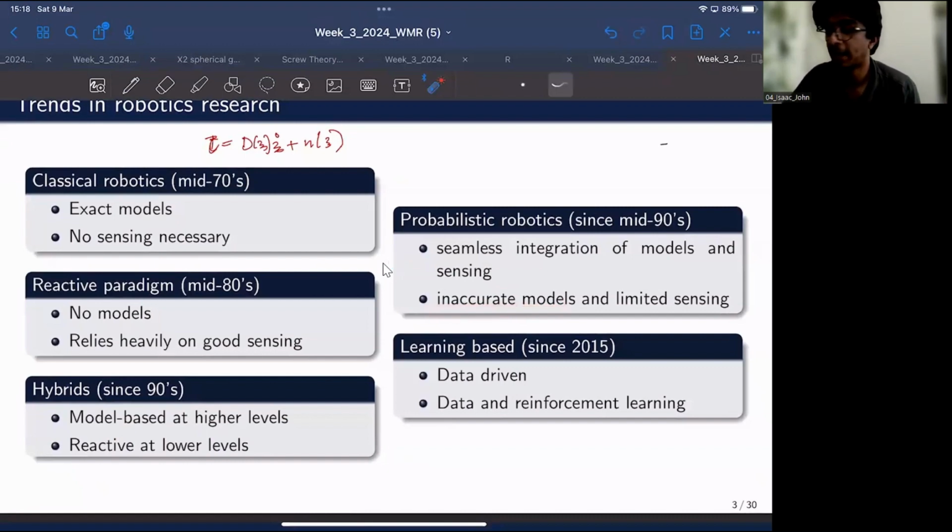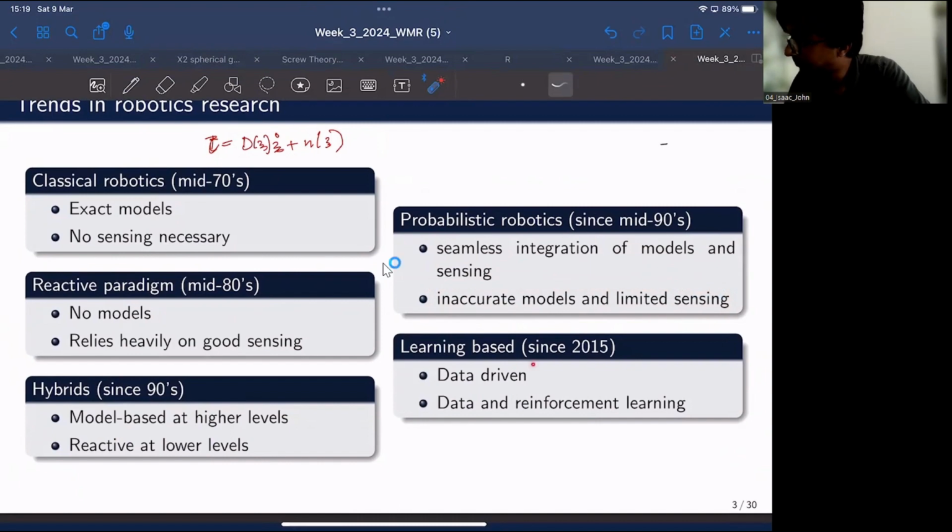It basically accepts the fact that the model of a robot that we have is inaccurate. And the sensing is also not perfect, because whatever data we are getting from the sensors will be riddled with noise, and the sensors may also have some sort of errors, that is characterized by the sensor's covariance matrix. So probabilistic robotics basically takes the inaccuracies of the model into account, as well as the inaccuracies or limitations in the sensors.